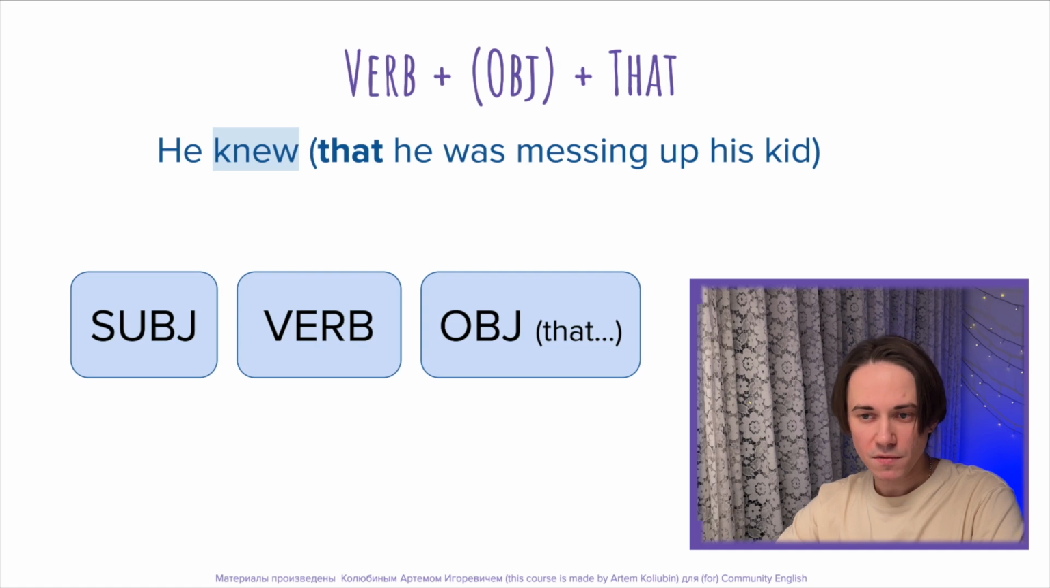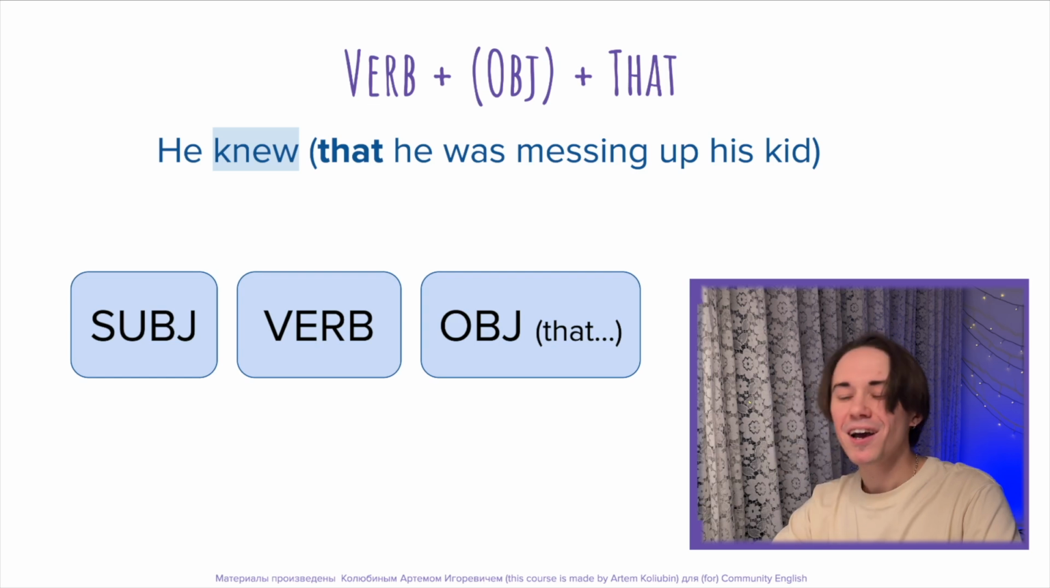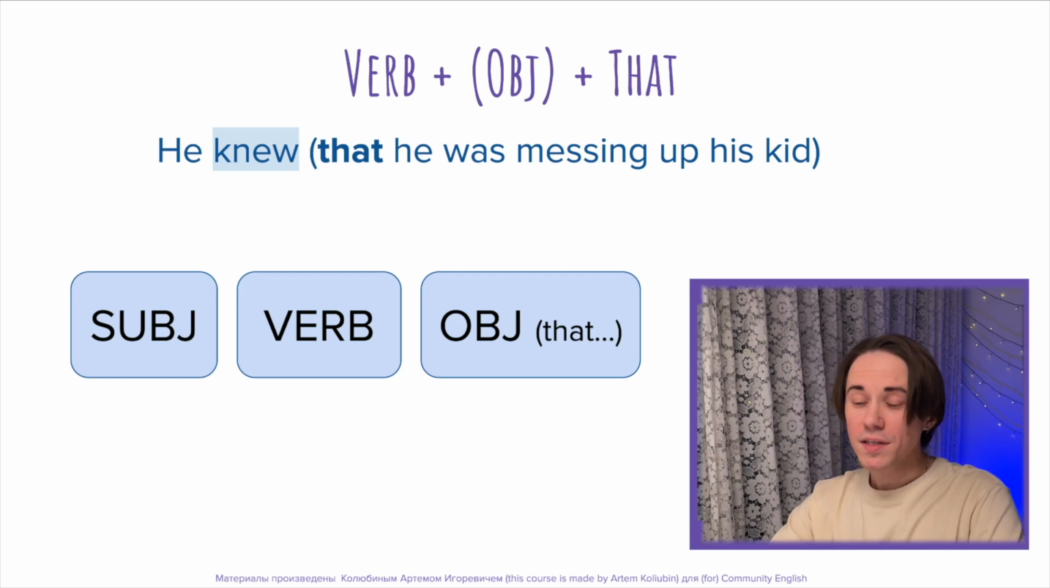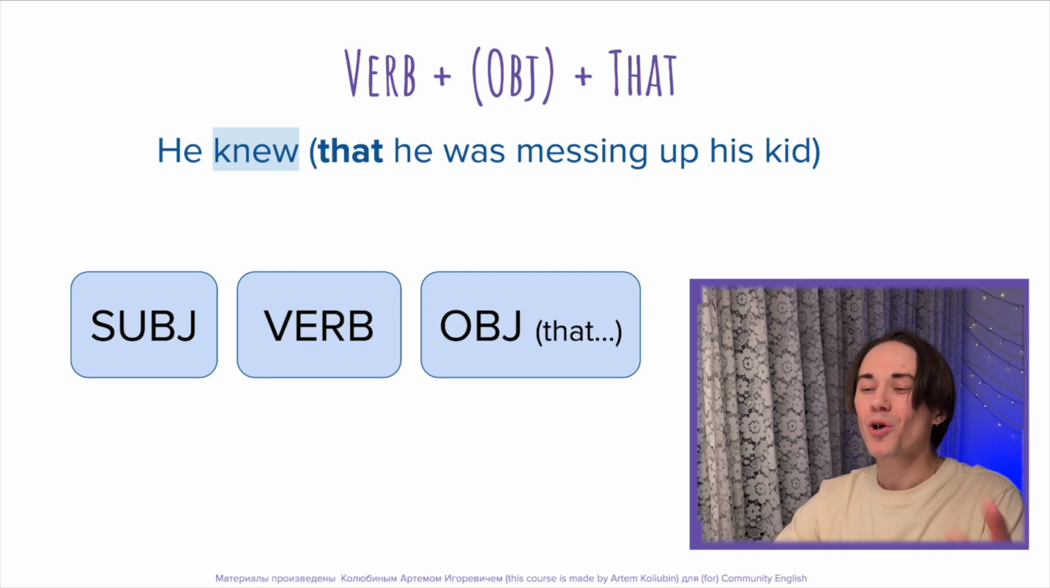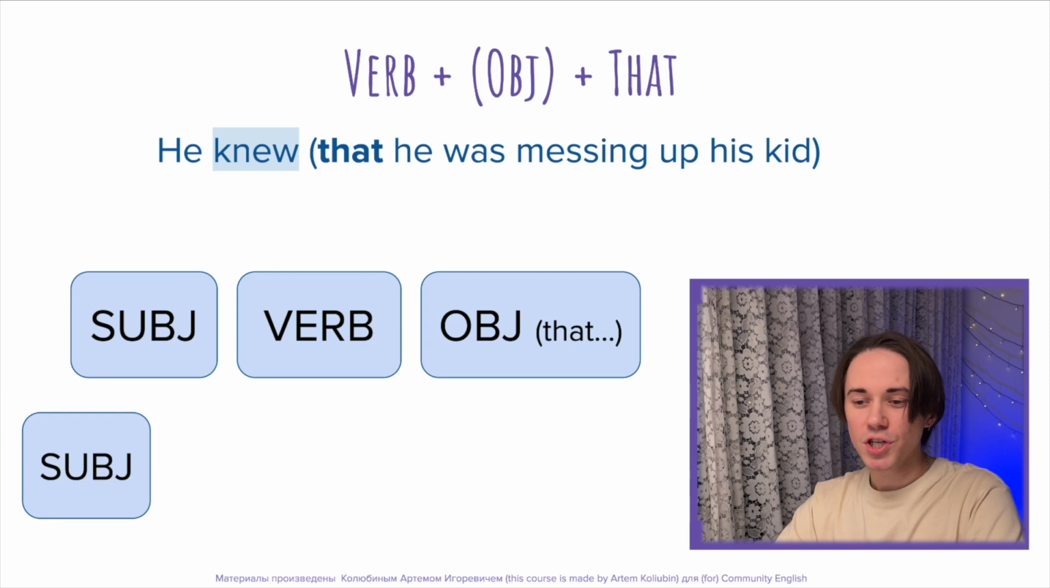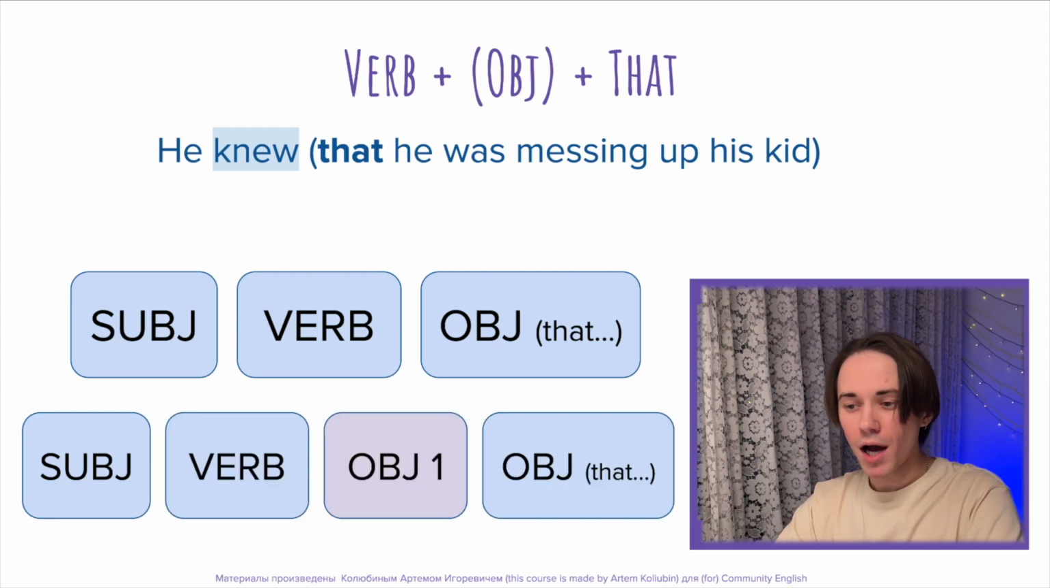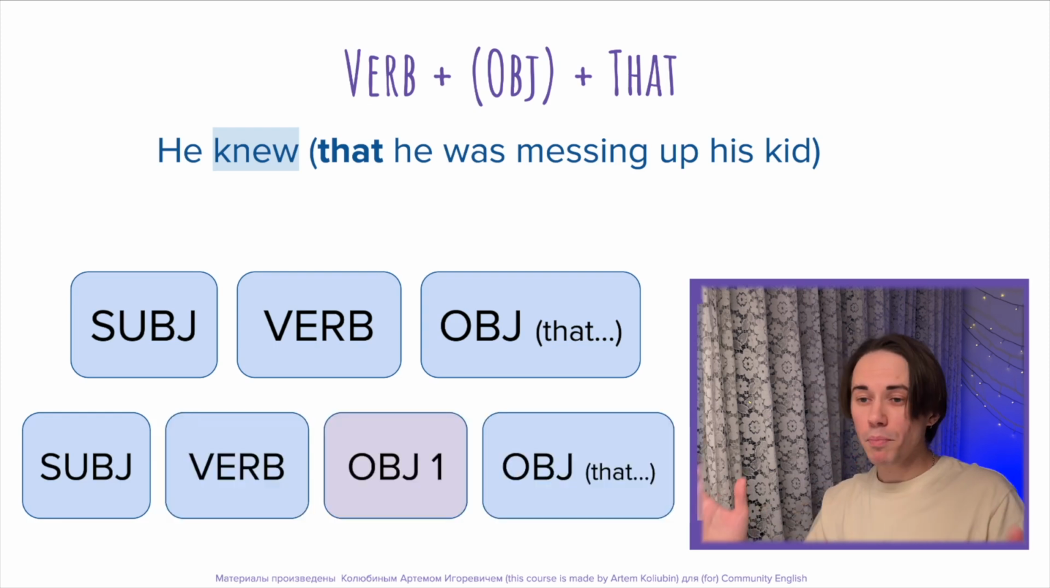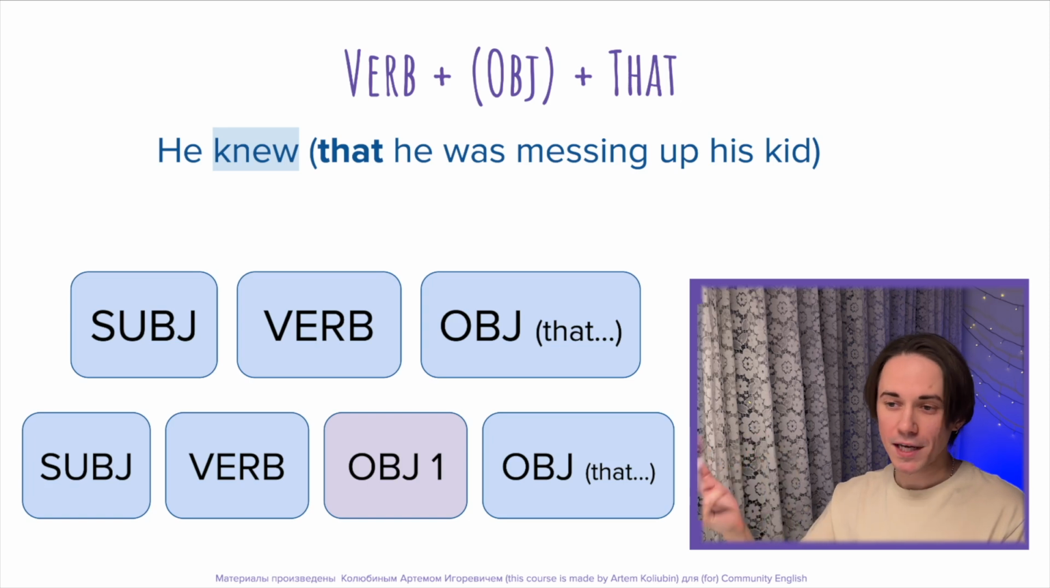He who does something, right? The doer knew the activity, the verb, that he was messing up his kid, the object. The same thing goes if, for example, after knew or after tell or remember, I have one more object. Sometimes we have two objects. For example, I have the subject, the verb, then object one, and then that. It's also possible. So you also connect it in the same manner.